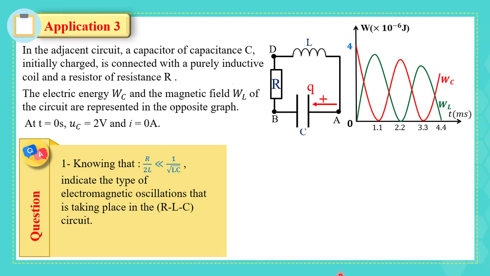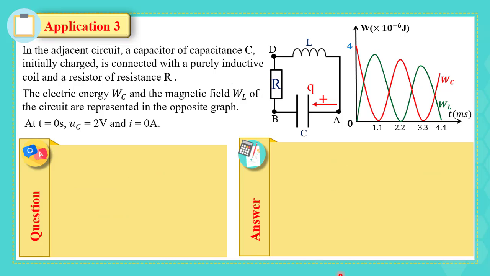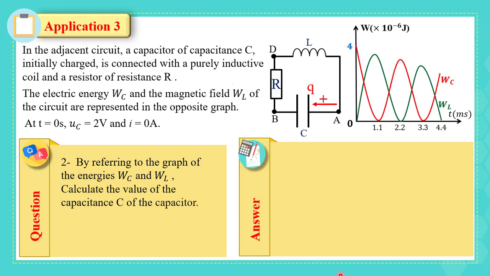The answer is, in the presence of the resistor in the RLC series circuit, the type of the electromagnetic oscillations is free damped electromagnetic oscillations. Second part. By referring to the graphs of energies, calculate the value of the capacitance C of the capacitor.